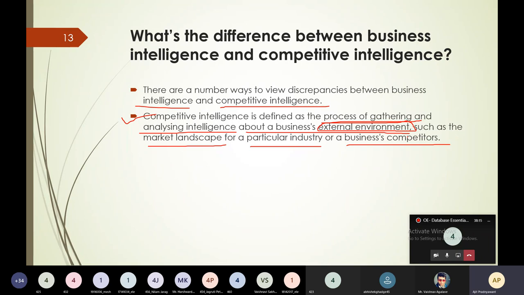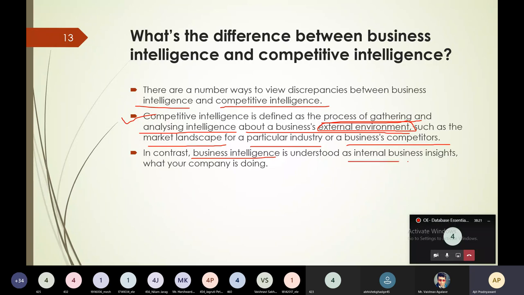Whereas business intelligence is understood as internal business insights, what your company is doing. Competitive intelligence focuses more on external environments, whereas business intelligence is more focused on internal business insights. So this is the difference between BI and CI.